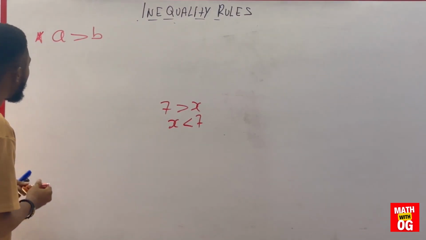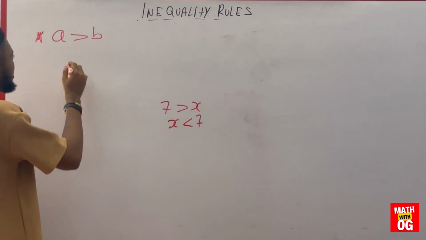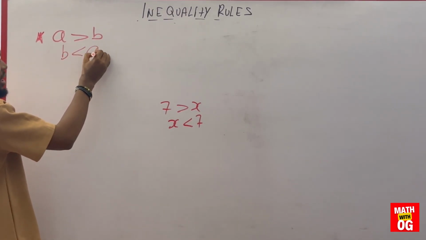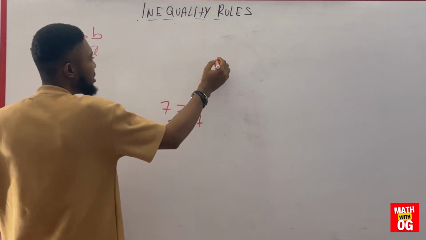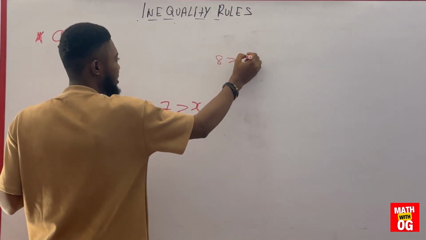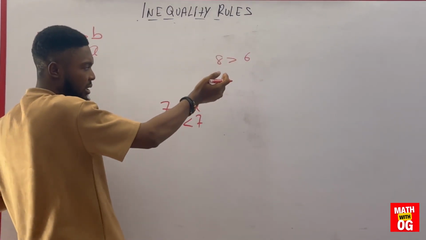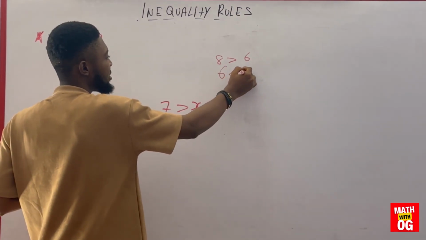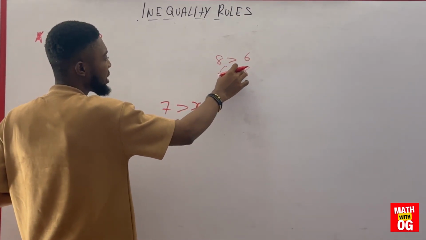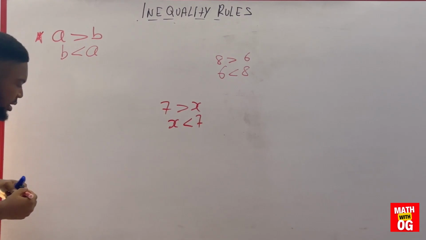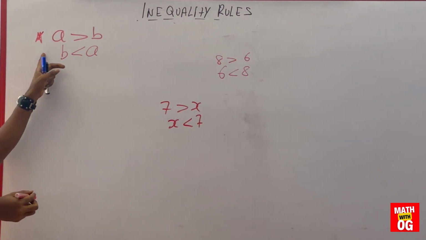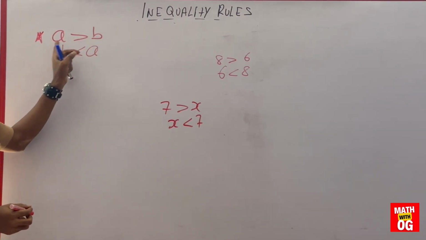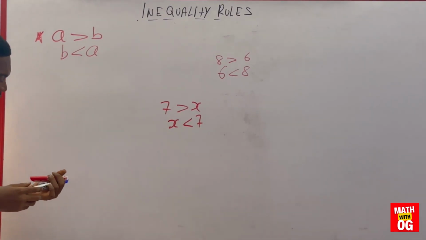So whenever A is greater than B, it simply means that B must be less than A. That means if you have 8 greater than 6, which you already know, 8 is greater than 6. So you can see that 6 is less than what? 8. 8 cannot be greater than 6 and 6 also be greater than 8. It does not make any sense. So that's the first rule. Whenever you interchange the left hand side and the right hand side, you change your inequality sign.